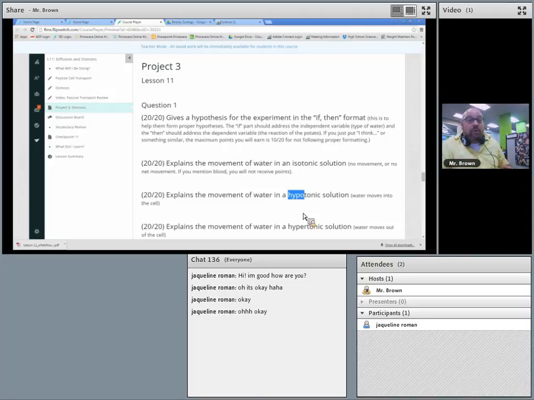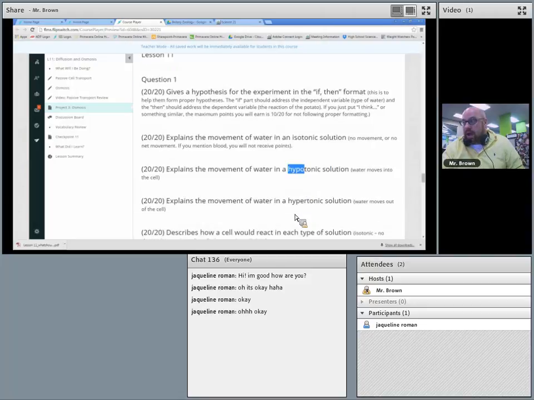The reason for that is that there are more solutes, more salt, in the cell than there is outside. There's less water in the cell than there is outside. So there's more solutes and less water, so water is going to go into the cell, and the cell's going to expand. Hyper is the exact opposite. Water is going to leave the cell, and the cell is going to shrink.